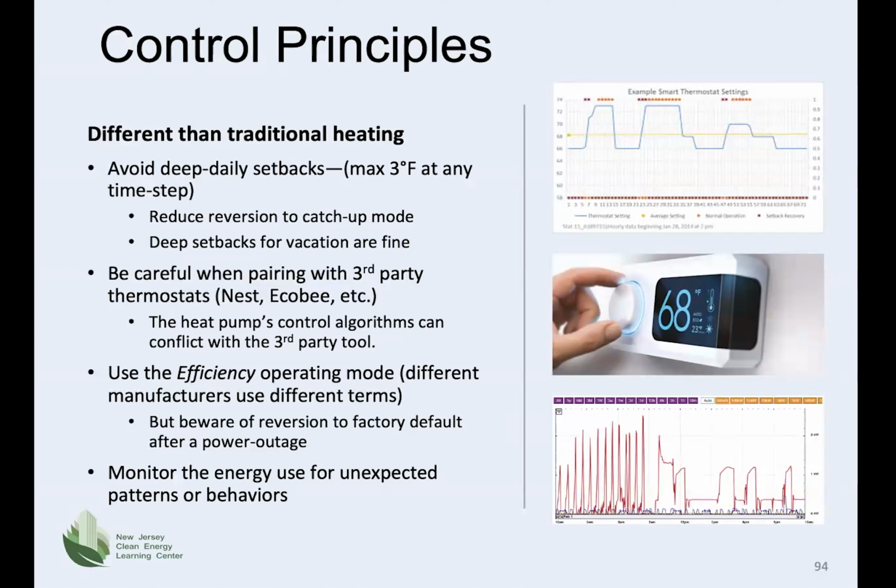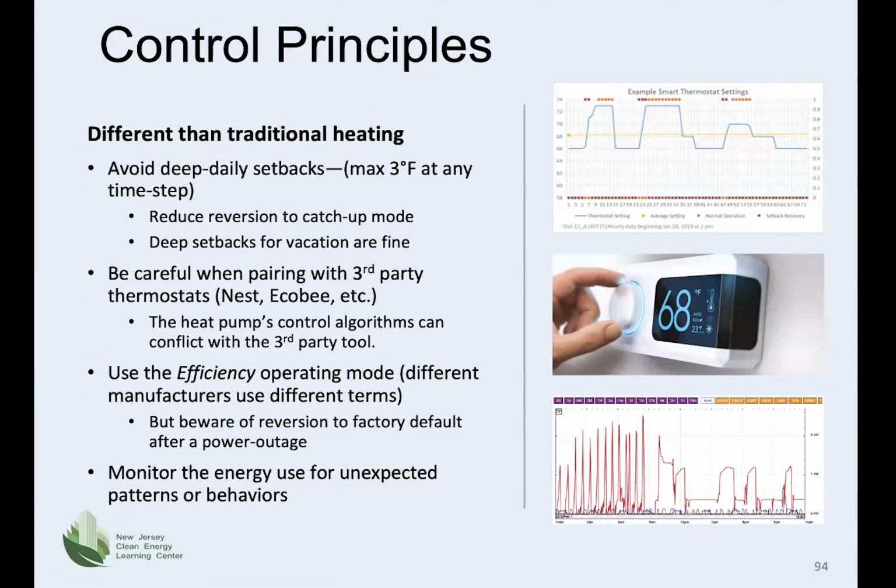Daily setback temperatures for a heat pump are recommended to be less than that of a traditional system, only about 3 degrees, as opposed to about 7 degrees for a traditional system. Deeper setbacks for both a heat pump and a traditional system for vacations are both the same, about 7 degrees. Careful examination of the technical information for third-party thermostats, such as Nest or Ecobee, is required to assure compatibility of the heat pump's control algorithms with the third party's smart thermostat.